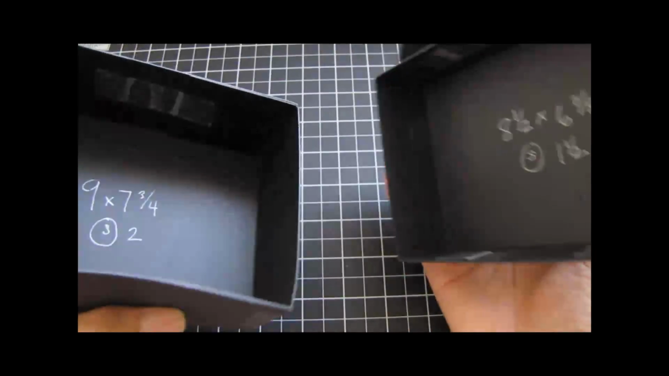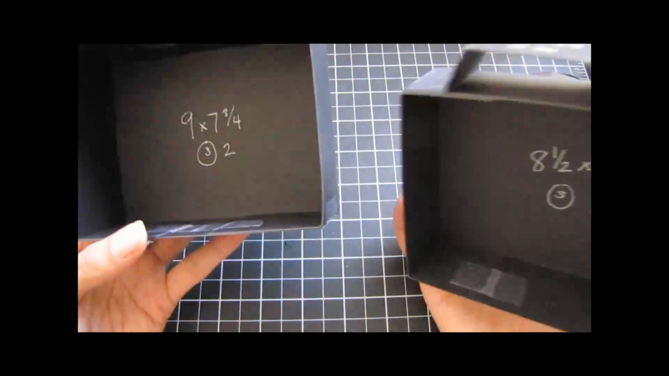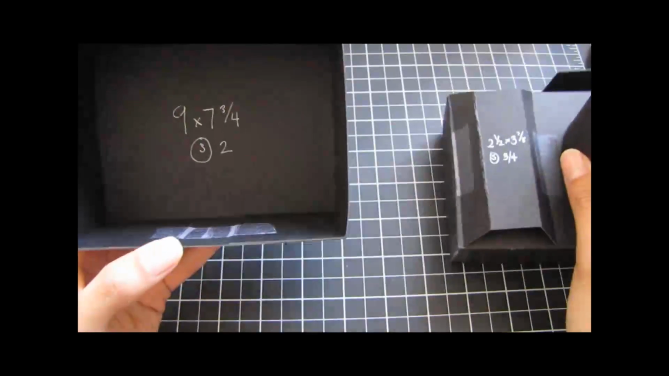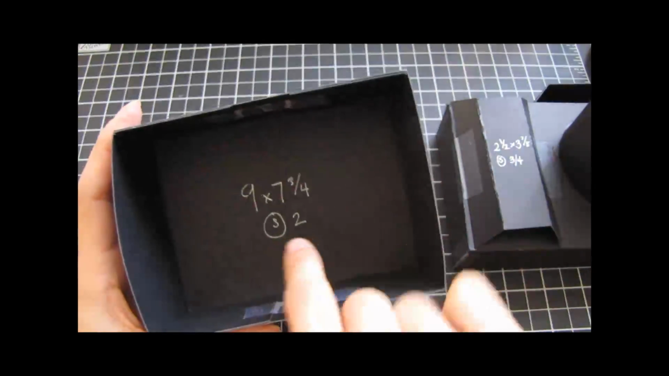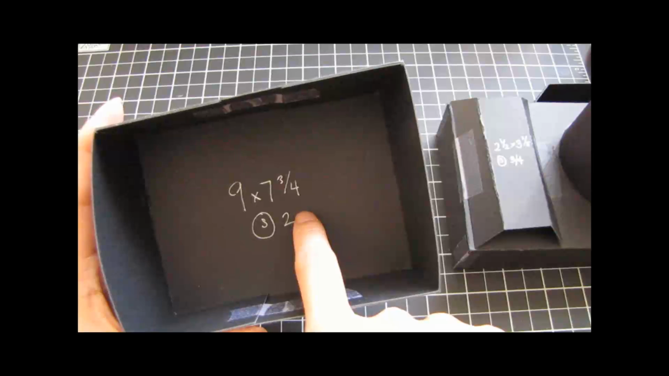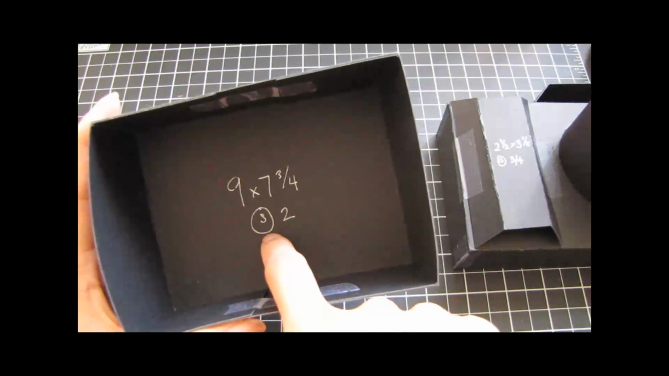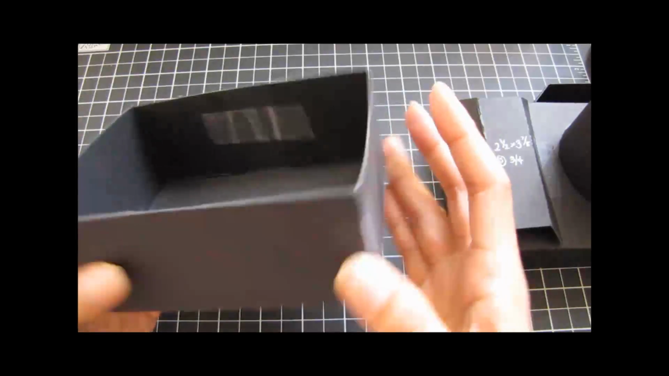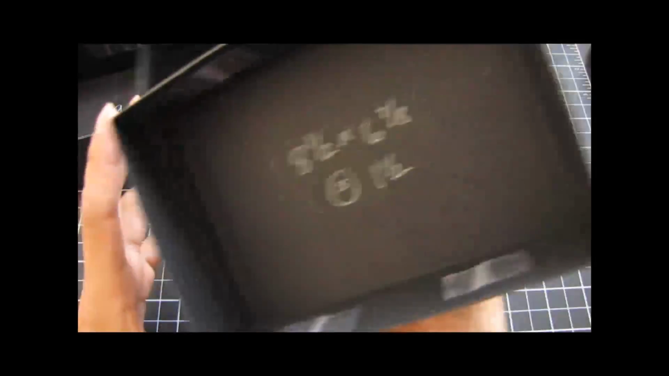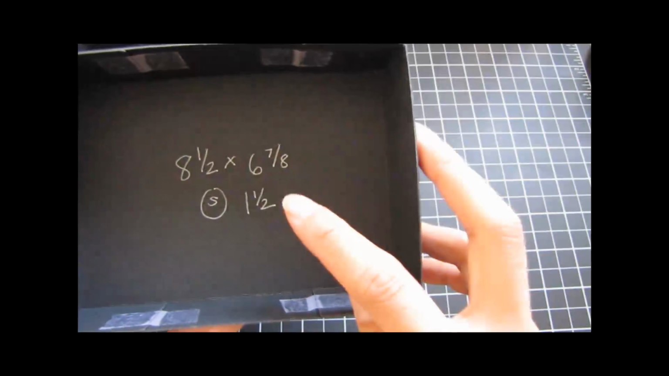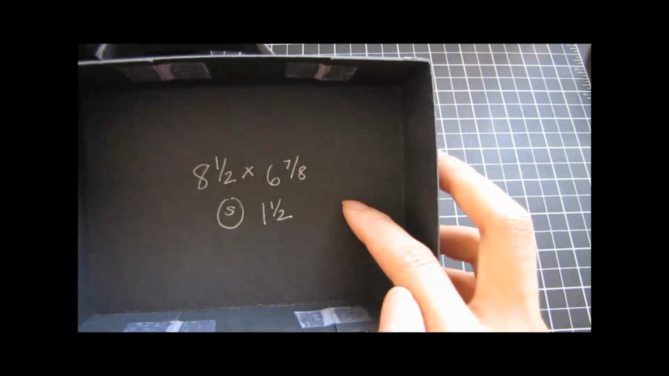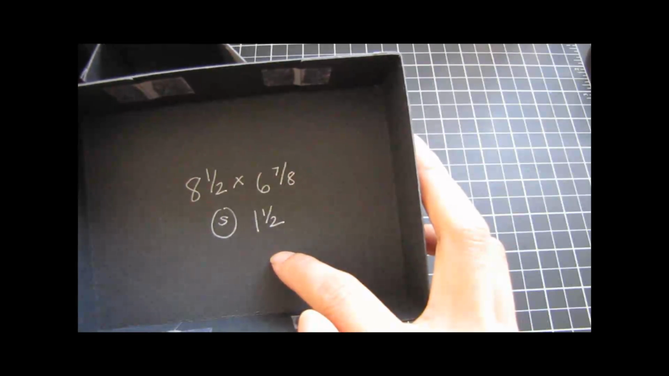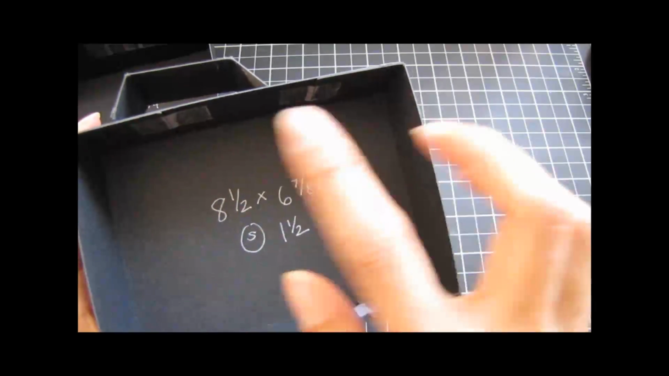The box, I'm gonna try to remember, because again, this prototype's 2 years old, mind you. So the box is 9 by 7 3/4, and I scored it at 2 inches on all four sides, and that's what made this box right here. And then this top part is 8.5 by 6 7/8, and I scored it at 1.5 inch on all four sides.